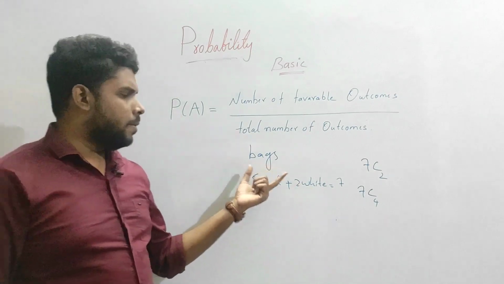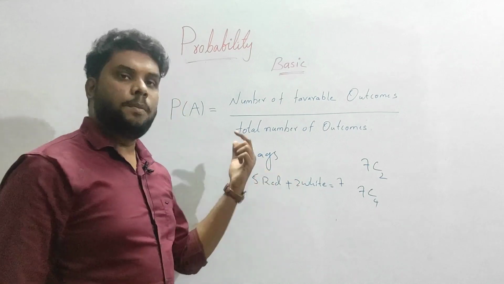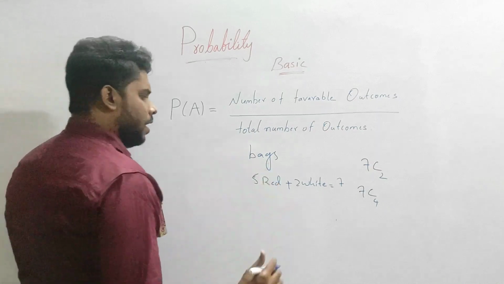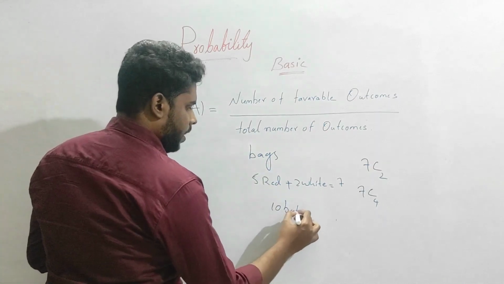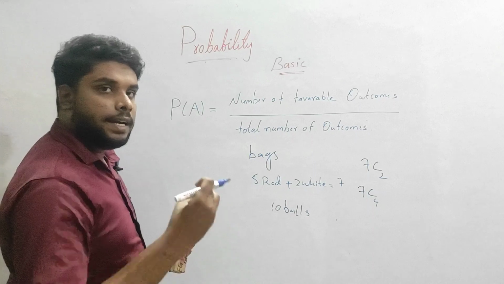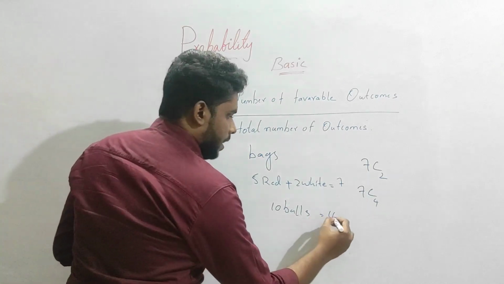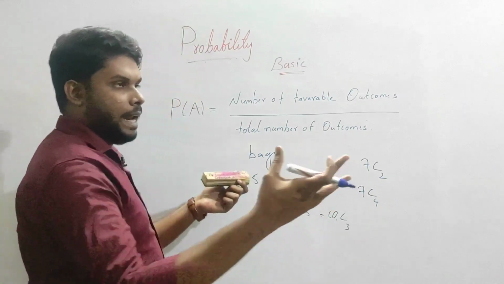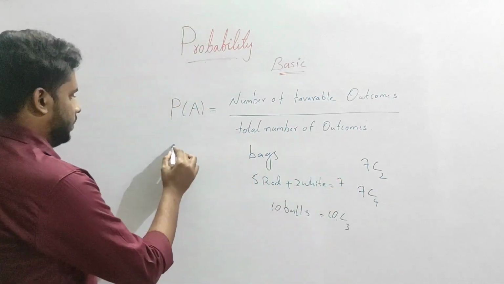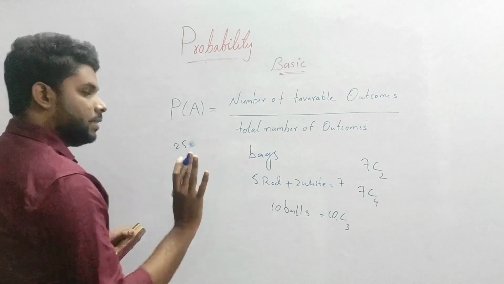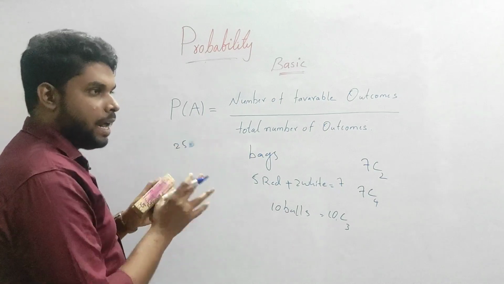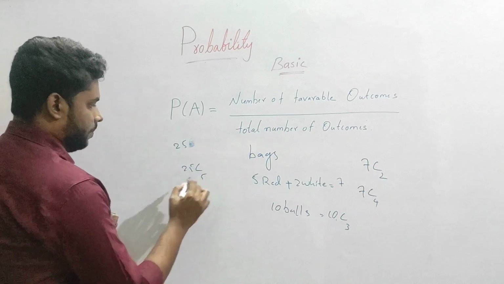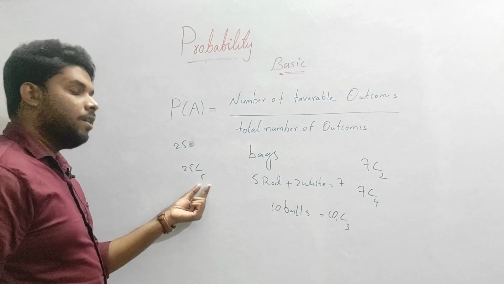In bag problems, or sometimes in marble problems, this is how you have to try to understand it. Similarly, I have 10 balls, and from the 10 balls I am selecting 3 balls. How will I select? 10C3. Now let's take a classroom. In the classroom there are 25 students. For a project I have to select 5 students. How can I select? 25C5. From 25 we are selecting 5.